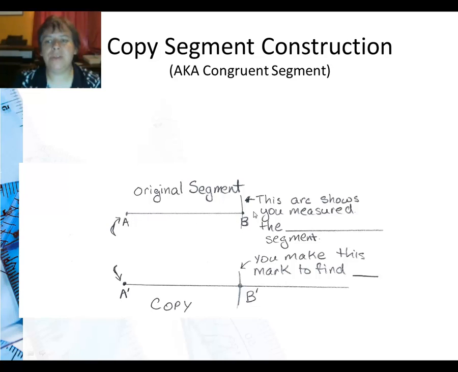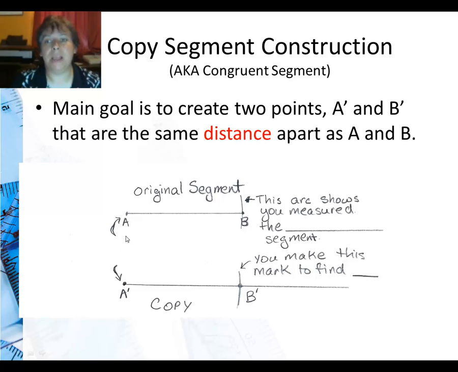So one thing, the original segment will always be there. You usually have to draw a segment here longer than you need it, and you mark one point A prime, and that is going to be one end. Now our main goal is to have A prime and B prime be the same distance apart as A and B. How can we make sure?